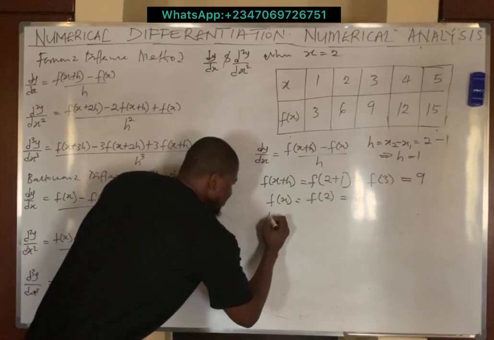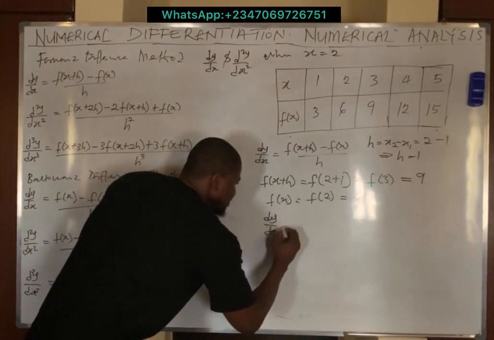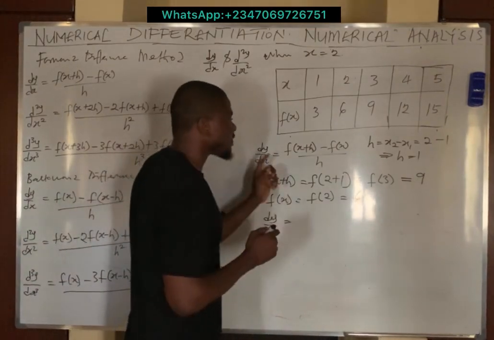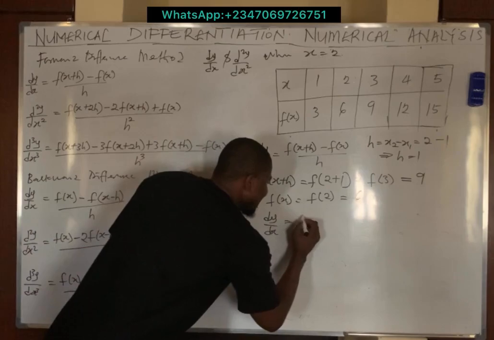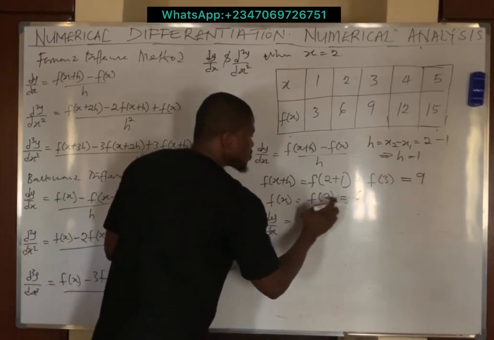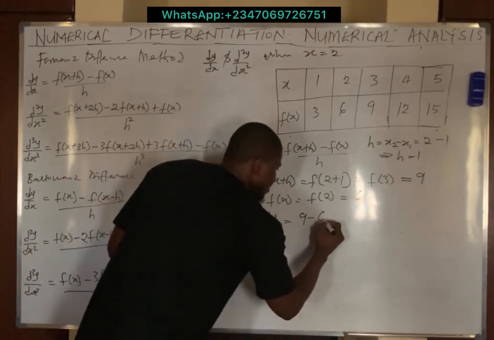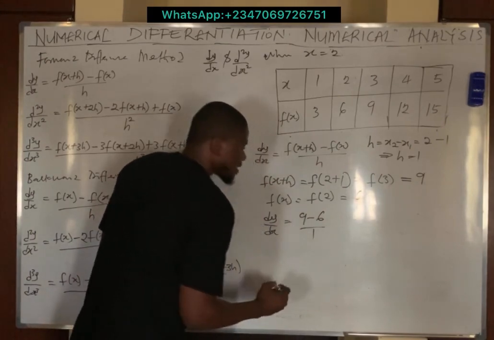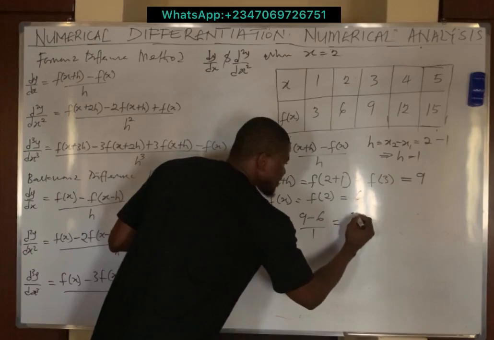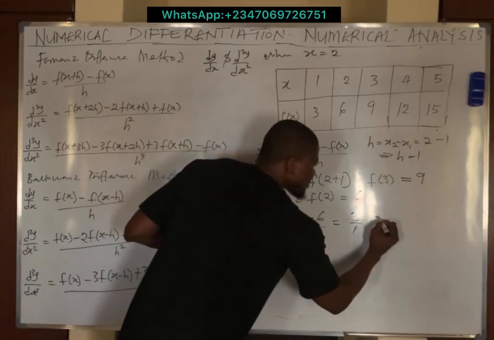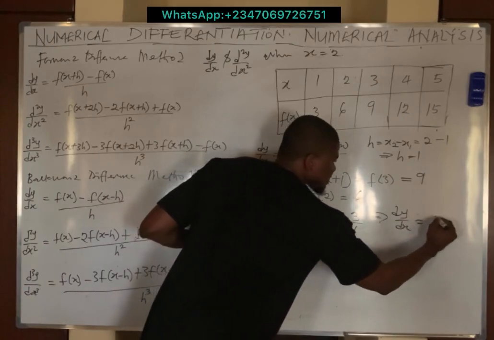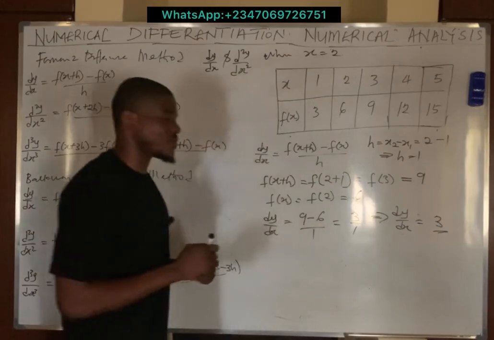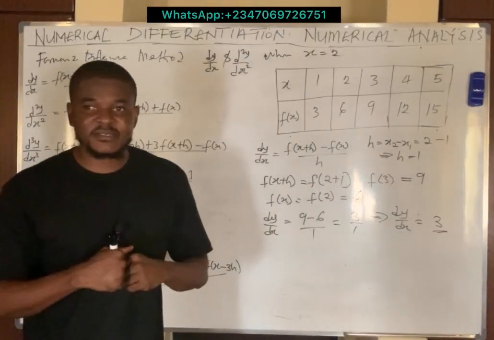Therefore, your first derivative, dy over dx, is equal to f of x plus h, which gave us 9, minus f of x, which gave us 6, divided by h. h is 1. So 9 minus 6 is 3, divided by 1. This implies that the first derivative approximation, dy over dx, is equal to 3. It's as simple as this.